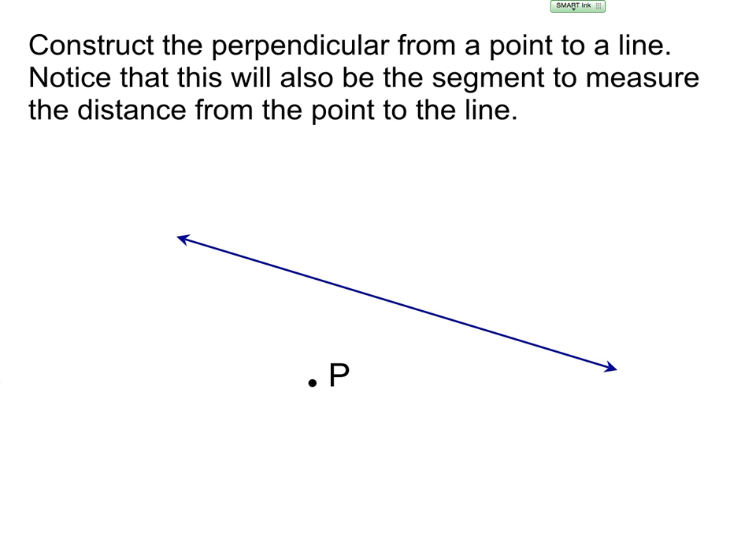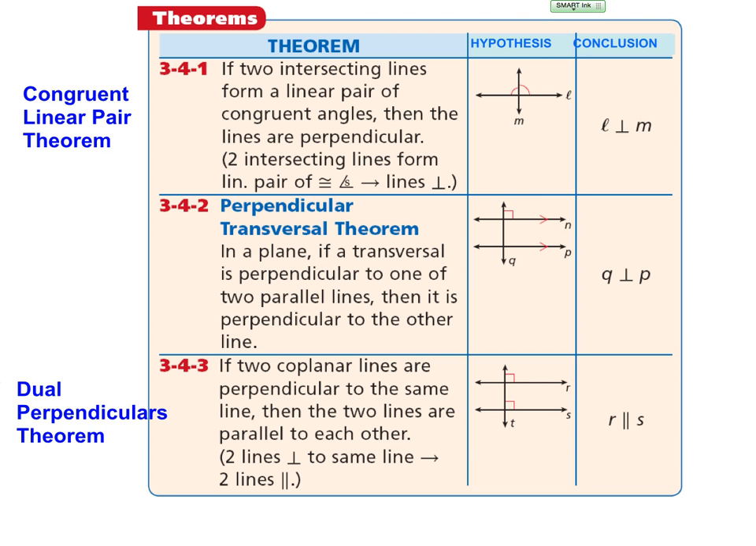Okay, and we did that construction with the point to the line. Okay, here's your 3 theorems. Not all of them had titles in our book, but I found this title in a different textbook. So the first one was called the congruent linear pair theorem. Our book will probably just call it Theorem 341, but we can learn that name if we want to.